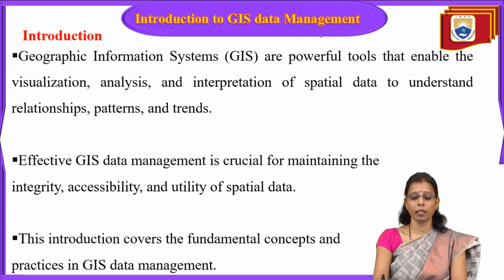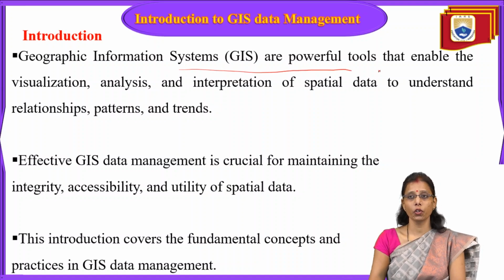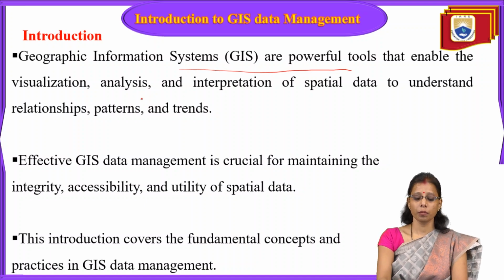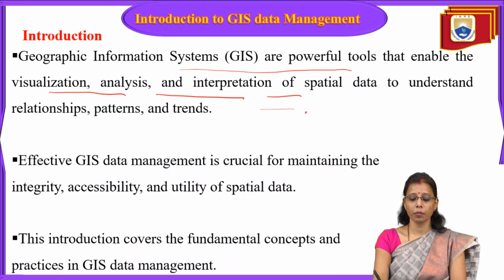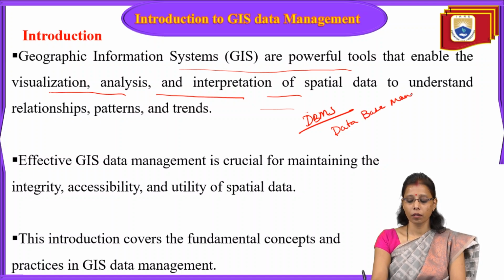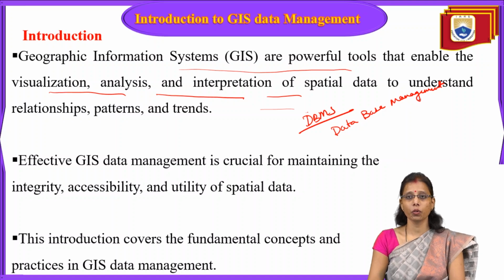Geographical information system is a powerful tool that enables us to visualize, analyze and interpret spatial data to understand relationships, patterns and trends. How is this possible? We have to understand the different relationships in GIS. When the data is stored in the DBMS, the data management is controlled by the DBMS, that is database management. We have to understand how the data is stored and how the analysis and interpretation of the spatial data is done.